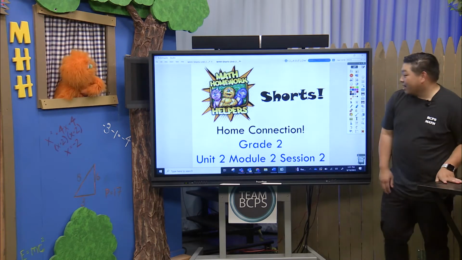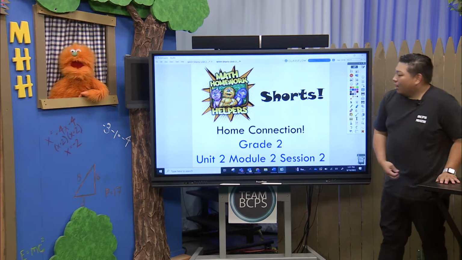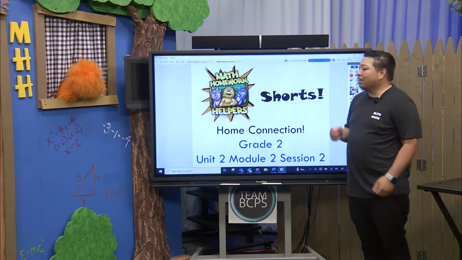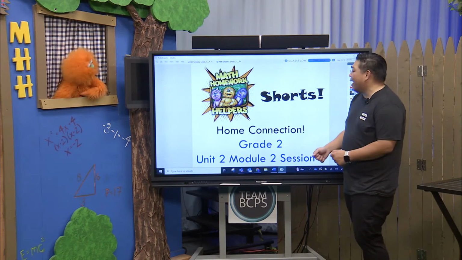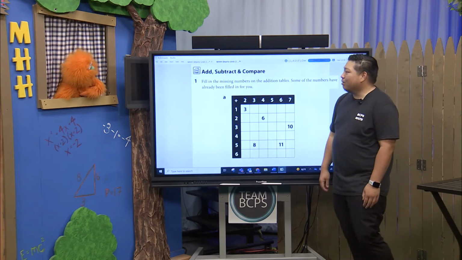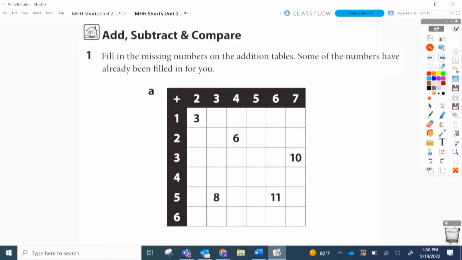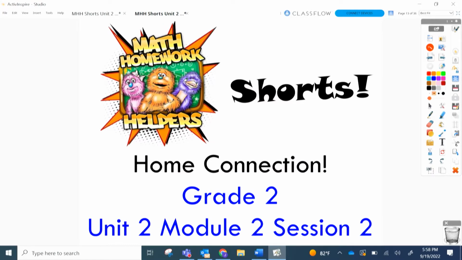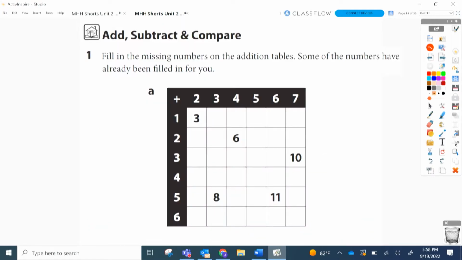Hey Max, today we're going to be working with our second grade friends. Awesome! So we are definitely in the thick of things with our place value and our adding and our subtracting and just working with numbers. What we're going to do here today is a little bit of add, subtract, compare. This is Module 2, Session 2 in Unit 2. Lots of twos there. Lots of twos, yeah.